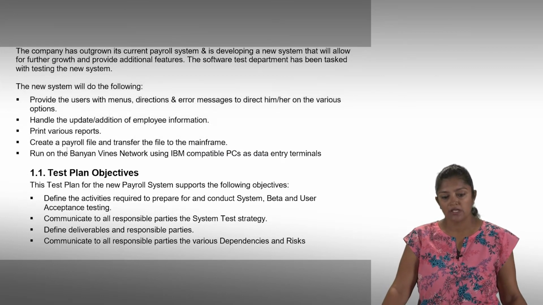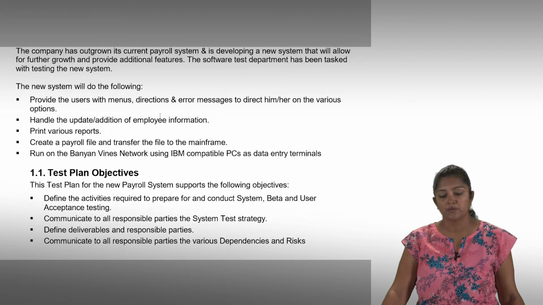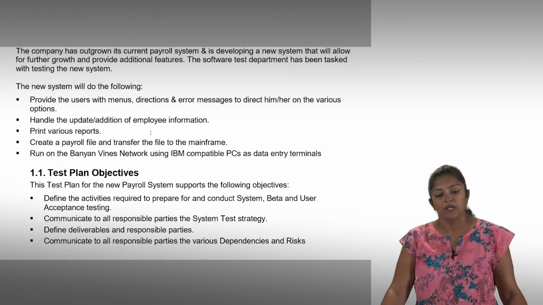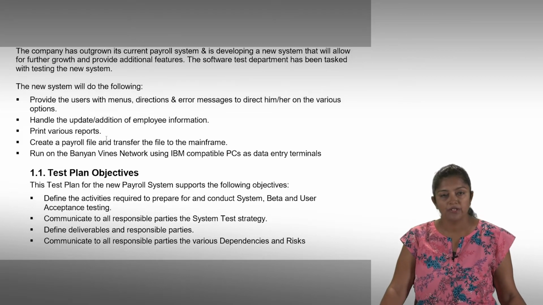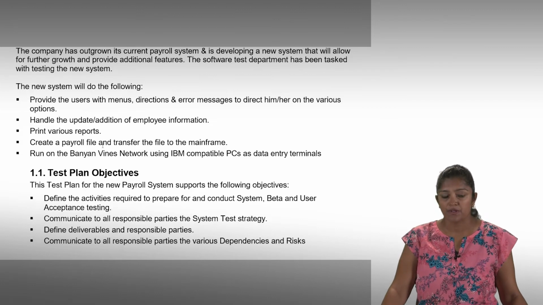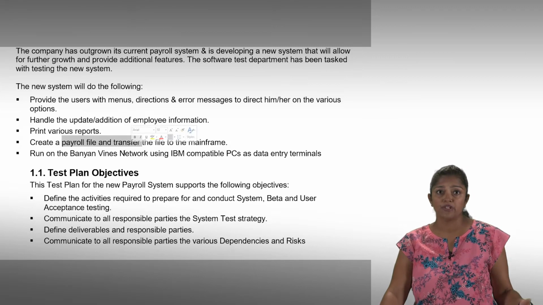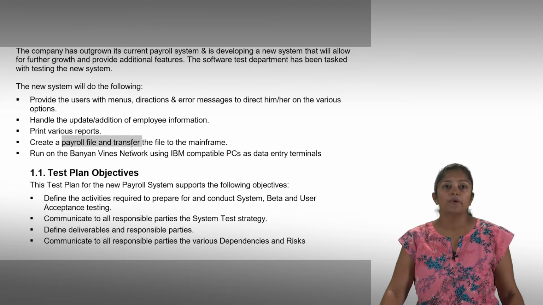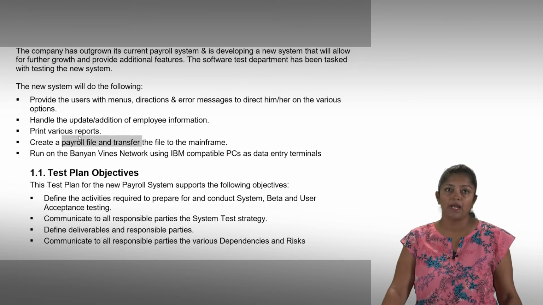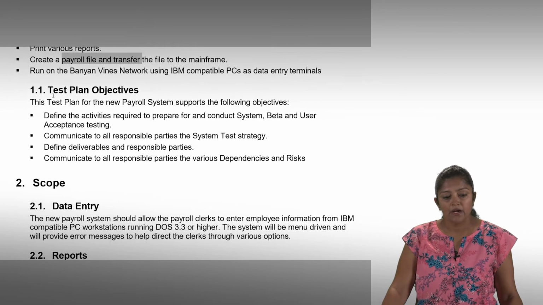So in this case, it says that the new system will provide users with certain menus, and it handles the addition and updating of employee information. It can print out some specific reports, and it can create a payroll file and transfer the information to their mainframe, and so on. So you list what those high-level features are that are being added to the system. And then you describe the test plan objectives.